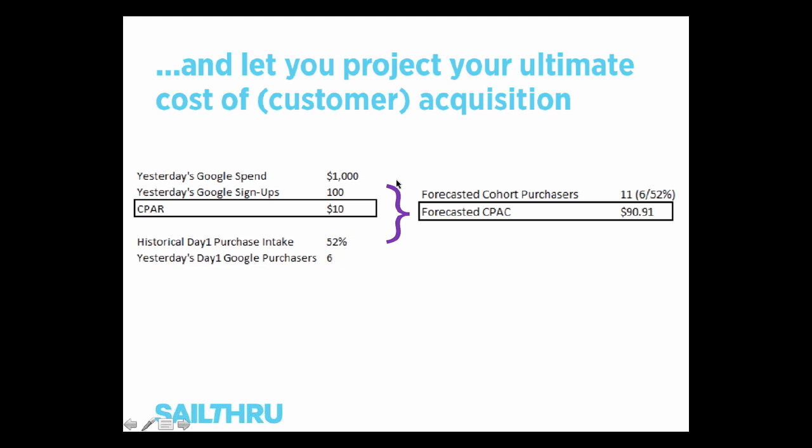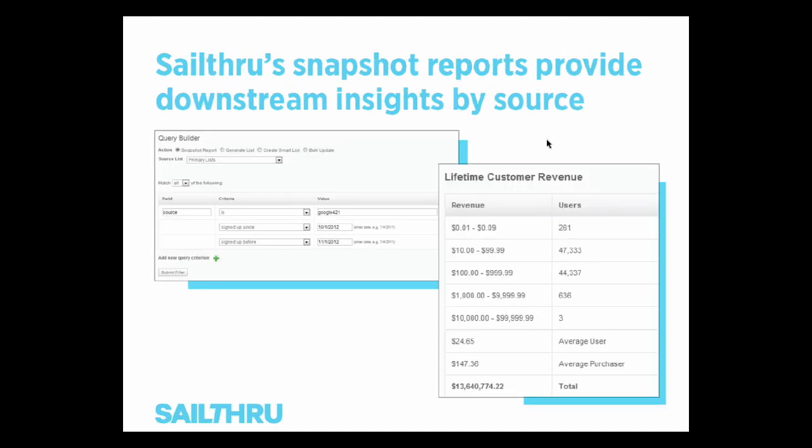So my forecasted cost per acquisition of a customer is the $1,000 divided by the 11, or $90.91. As you see, again, the $90 CPAR is very, very different from the $90 CPAC that we're talking about. It's for this reason that we really feel that focusing on retention is absolutely paramount to optimizing your customer acquisition costs. Why is this the case? The more of your customers that you can get to buy, inevitably, the lower that true downstream cost of customer acquisition becomes.